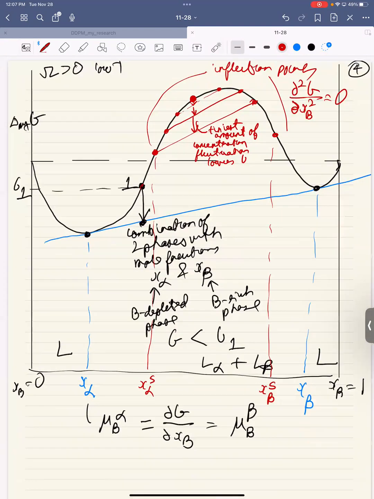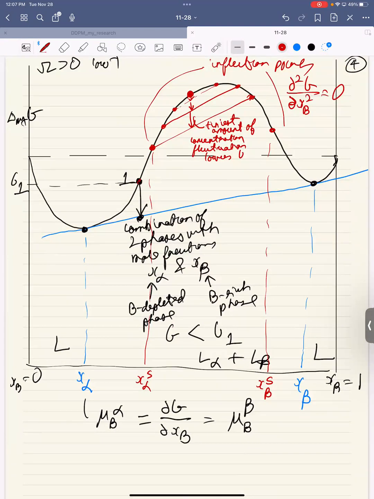Again, by the way, let me clarify. On the exam or in the homework, I'm going to only ask you about the miscibility gap. I'm not going to ask you about the spinodal gap or spinodal decomposition. So this part is not going to be in the exam, but please try your best to stay with me and understand it.